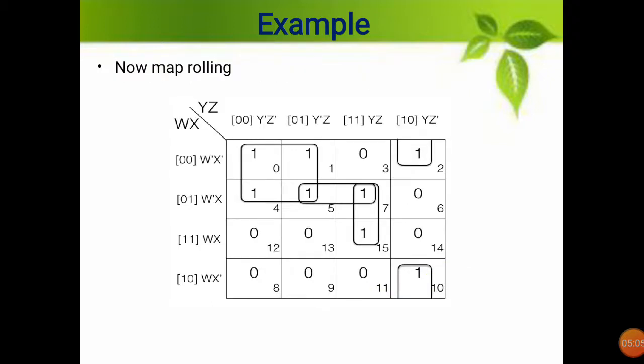Now we go for map rolling. First we will map roll and look for an octet. If you look at the K-map, we don't get any octet. So we will now check for quads. But once again, we don't get any quad. So now we look for a pair. After map rolling, in the K-map we have a pair. So we'll mark it. Our new pair is M2 and M10.